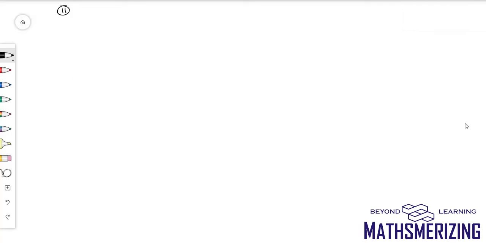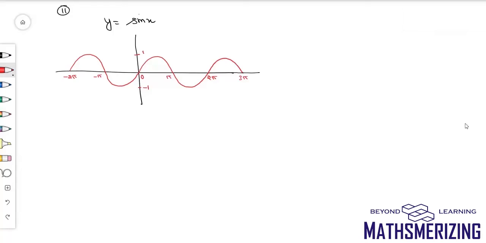So the 11th graph that we'll study is the graph of trigonometric functions, which is the graph of sine, cos, tan, secant, cosec and cot. So I'll start with the graph of sine x. So my function is y equals sine x. So this is the graph of sine x.